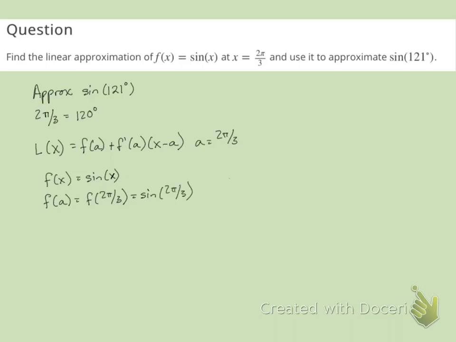Now sine of pi over 3 is the square root of 3 over 2. 2 pi over 3 is in the second quadrant, and sine is still positive in the second quadrant, so this is the positive square root of 3 over 2. Now we also need to find the derivative of f of x, and the derivative of sine is cosine. And now we'll evaluate this at our 2 pi over 3.